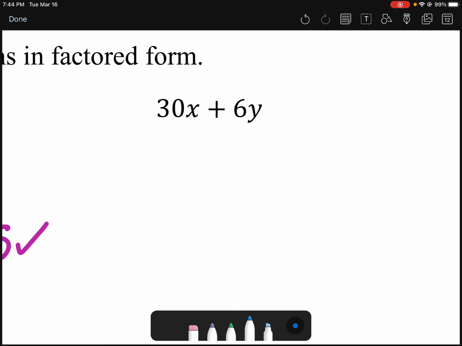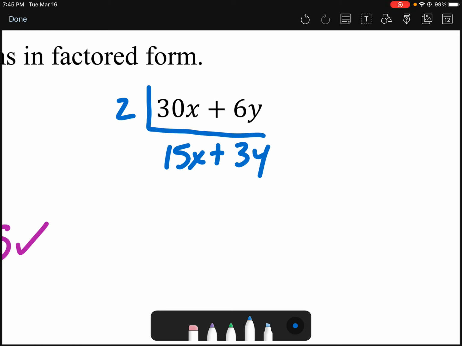All right, 30x plus 6y. Can you think of a number that can go into 30x and 6y? So an easy one to start off would be 2. You can pull a 2 out. Again, I'm going to take both terms and divide them by 2. So 30x divided by 2 is 15x. I have a plus there, so I'm going to bring down that plus. 6y divided by 2, which is 3y.